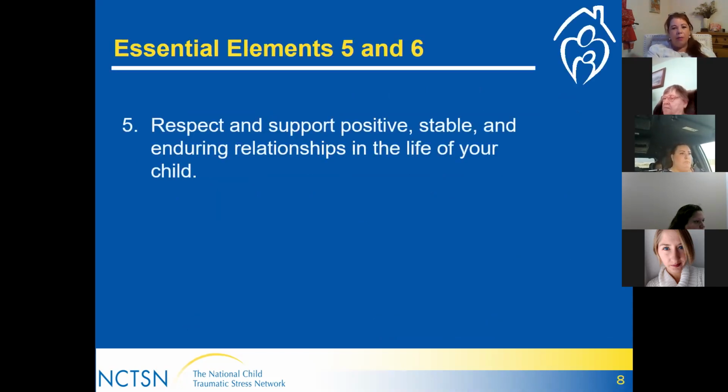So what I was talking about with the essential elements that we're going to learn in this chapter is to respect and support positive, stable, enduring relationships in the life of your child. That may be birth parents in whatever capacity they can do.